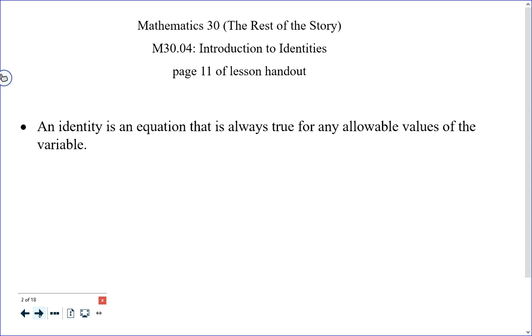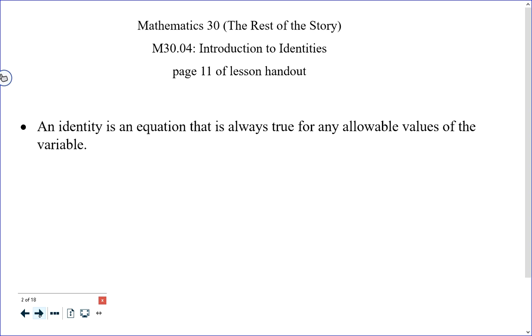For the next couple of weeks, we're going to be working with things that are called trigonometric identities and trigonometric proofs. And today's lesson is just a basic introduction to working with identities. This is lesson 30.04, and I believe this is on page 11 of your lesson handout. So I'm going to start off by explaining to you what an identity is and give you examples of things that are identities and examples of things that are not identities.